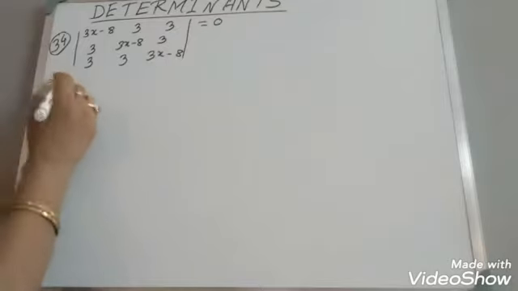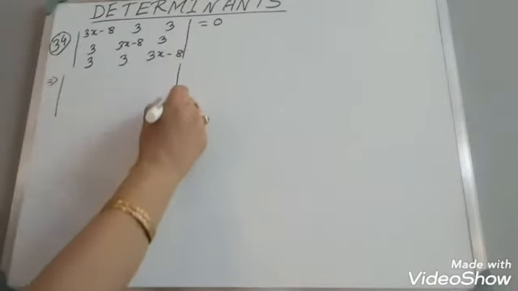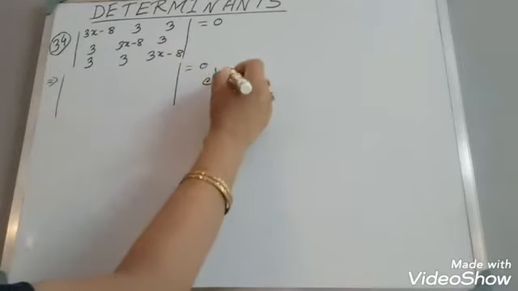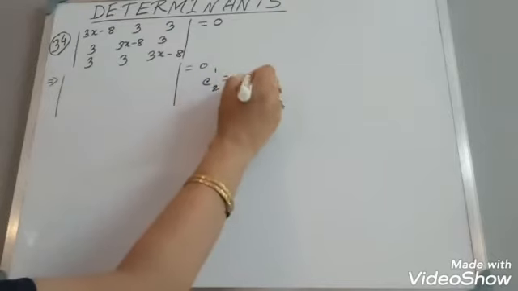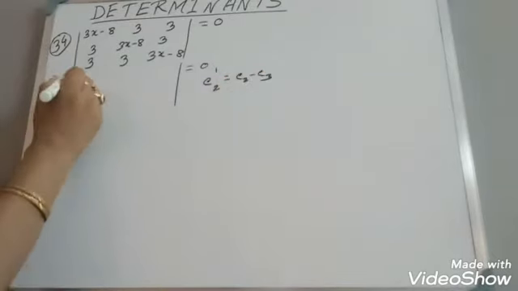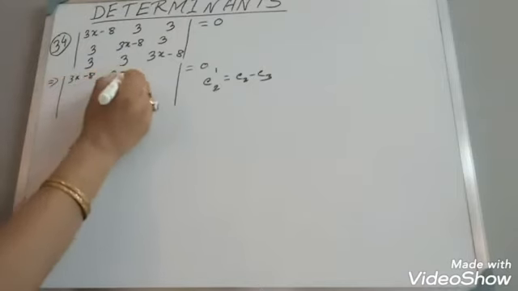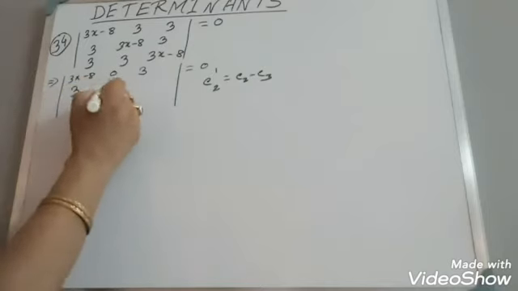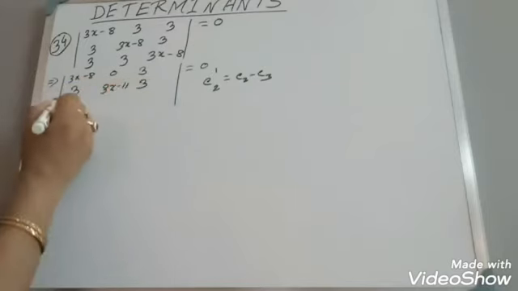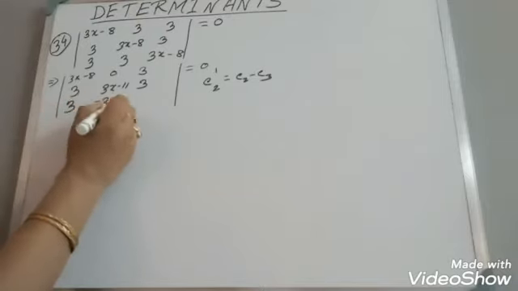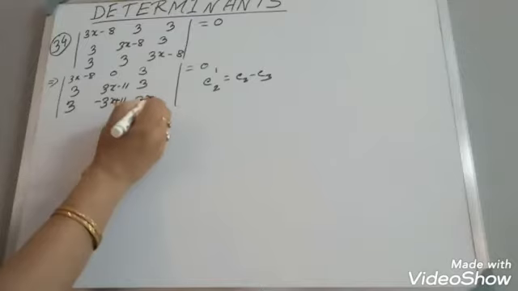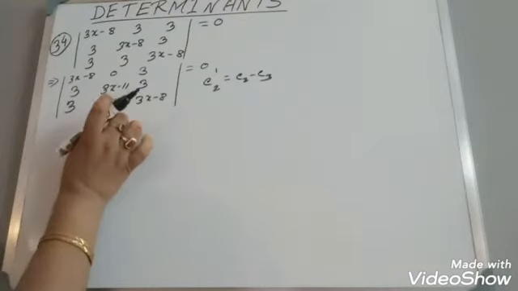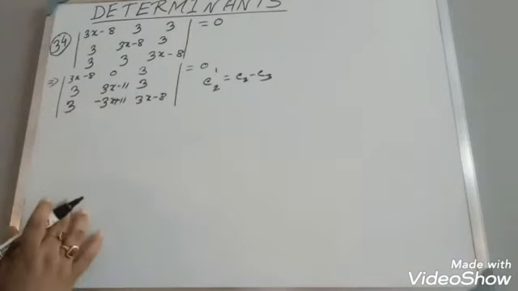Now, which implies we will apply the operation for the second column, C2 dashed equals C2 minus C3. Then what we will get? 3x minus 8, 0, 3, 3, 3x minus 11, 3, 3 minus 3x plus 11 plus 3, then 3x minus 8. Only the second column is operated, and the first column and the third column remain the same.